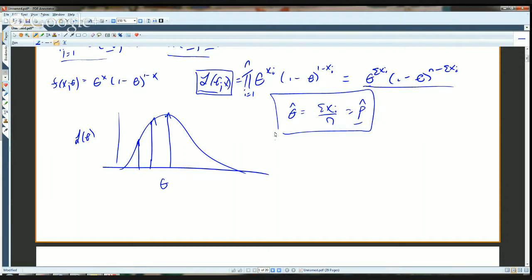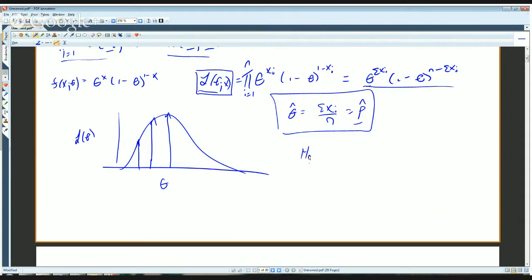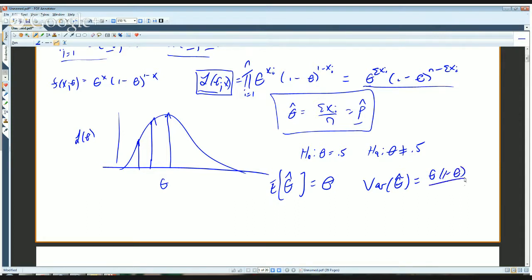Now, where the asymptotics come in is if we want to perform an inference about theta, in that we want to say something like H naught: theta equals 0.5 versus HA: theta different from 0.5. In this case, we know some things about the MLE without actually using any asymptotics. We know that in this particular case it's unbiased, that the expected value of theta hat is theta, and we know its variance: the variance of theta hat is theta times 1 minus theta over n. So we know some finite sample properties of the MLE in this specific case.